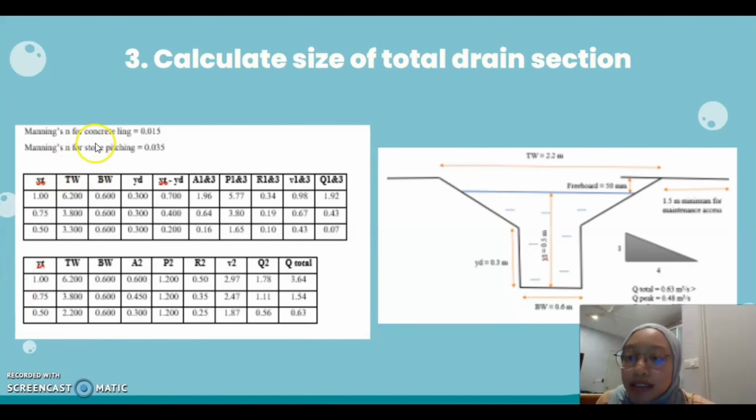We use the Manning's n for concrete lining of 0.015, and then 0.035 for stone pitching. The left side is the calculation and the results in a table form. The figure on the right side is the drain that has been calculated and composed in diagram form.